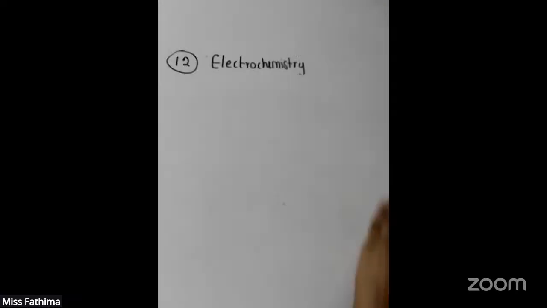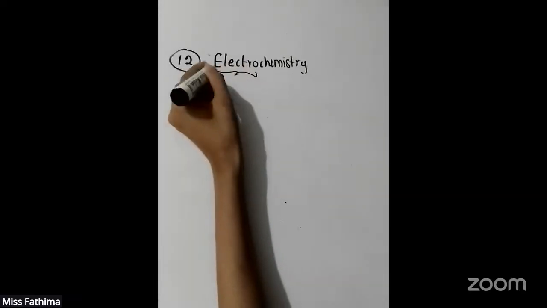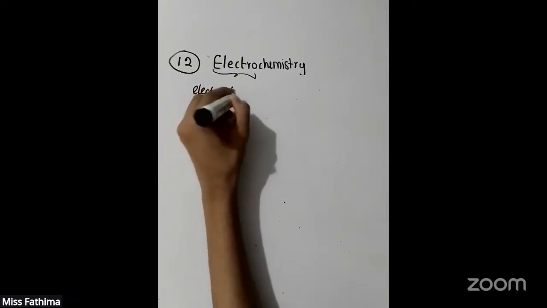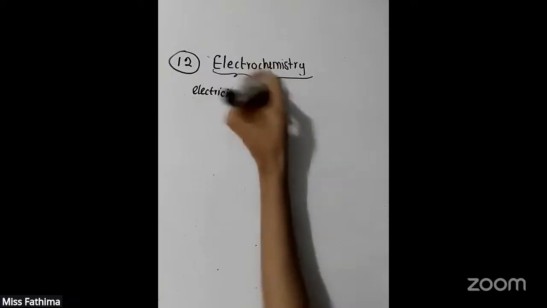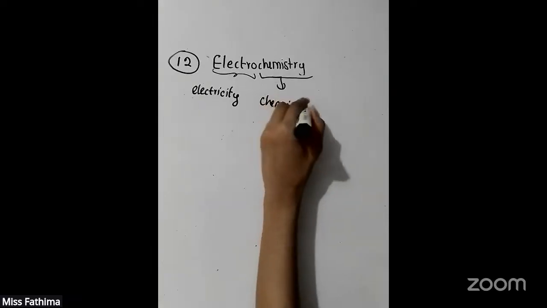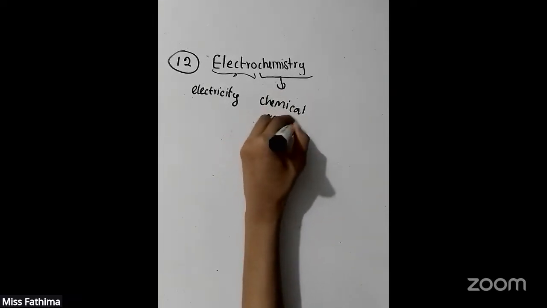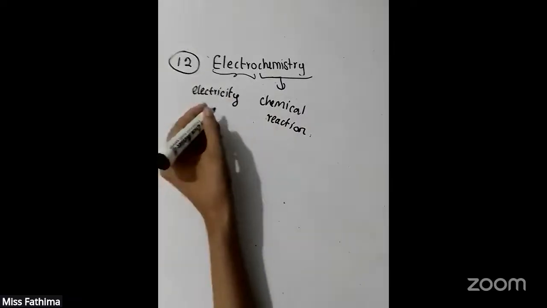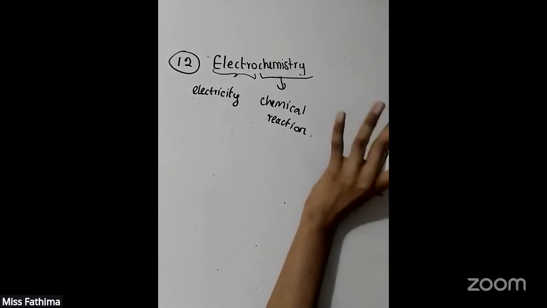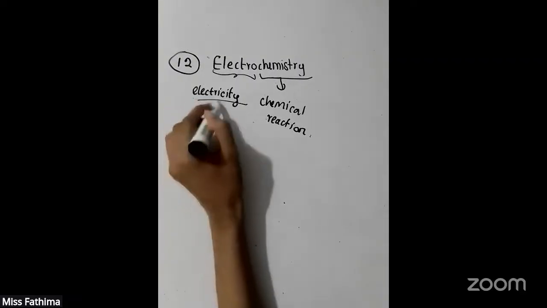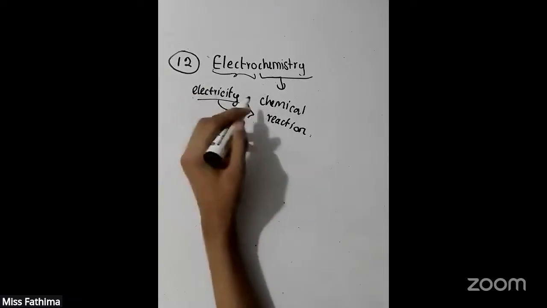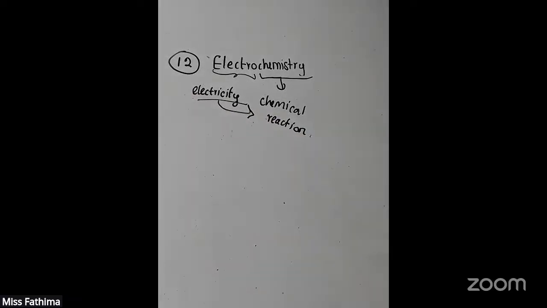Electrochemistry. The word electro stands for electricity. The word chemistry stands for chemical reaction. So in this lesson, you are going to talk about electricity with a connection to chemical reaction. What are you going to study in this lesson? You're going to study electricity having a connection with chemical reaction. There is a bond between those two. That is what you're going to study today.